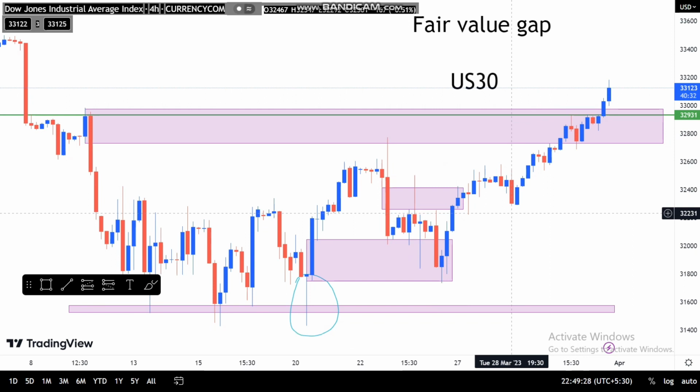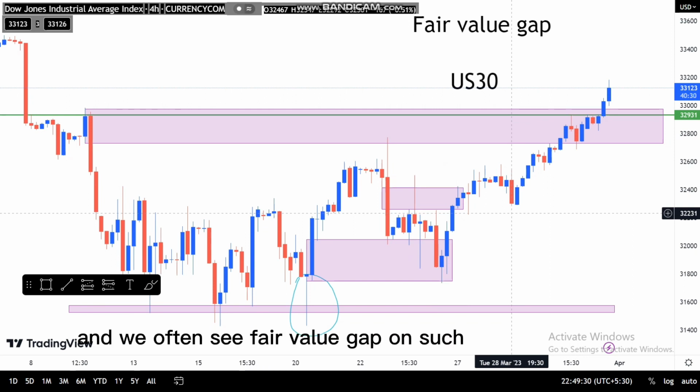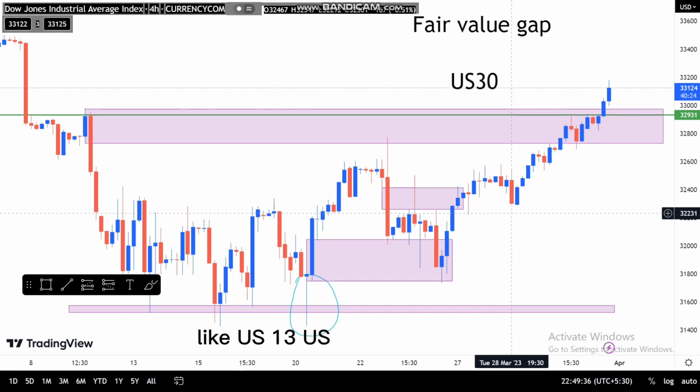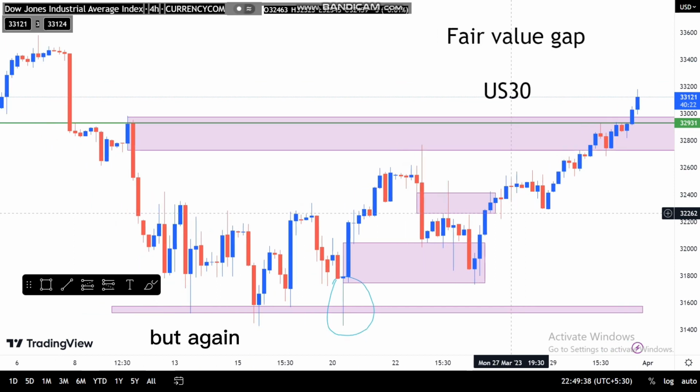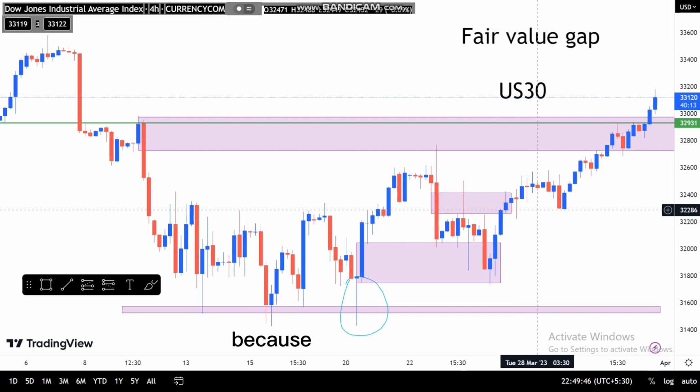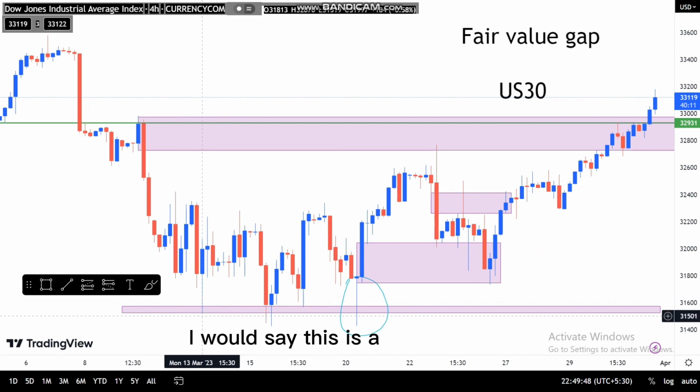Traders, and you often see fair value gap on such type of markets. We often see fair value gap on these types of markets like US 30, Nasdaq, and all that. But again, fair value gap is a nice concept if you're trading in the forex market, traders. Even though I wasn't choosing really fair value gap here, I would have taken trades off here because you can see this. I would say this is a triple bottom.